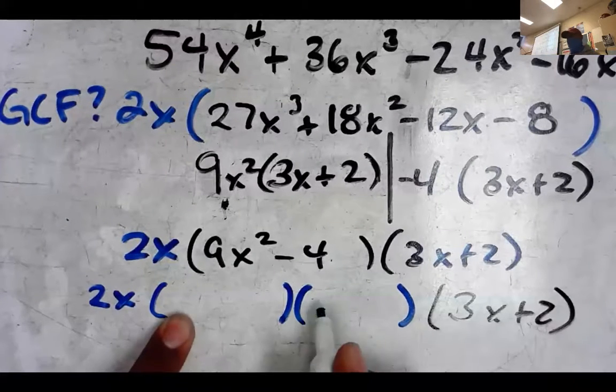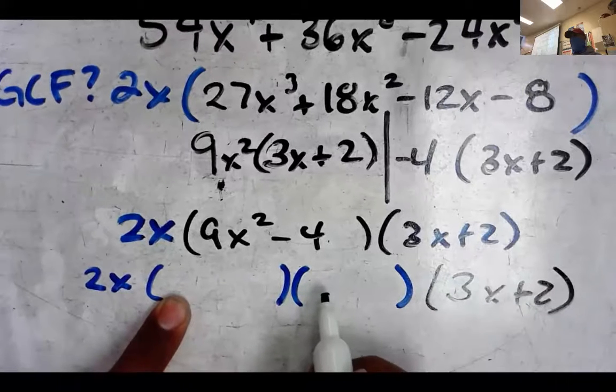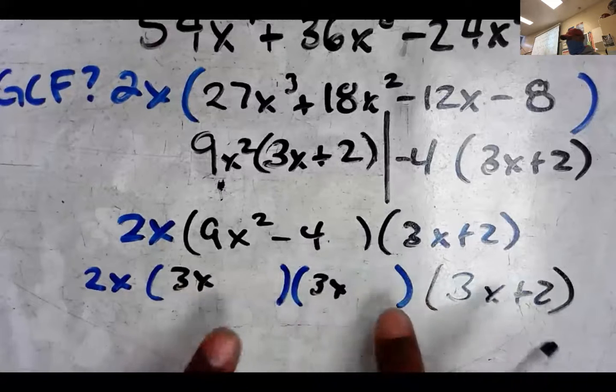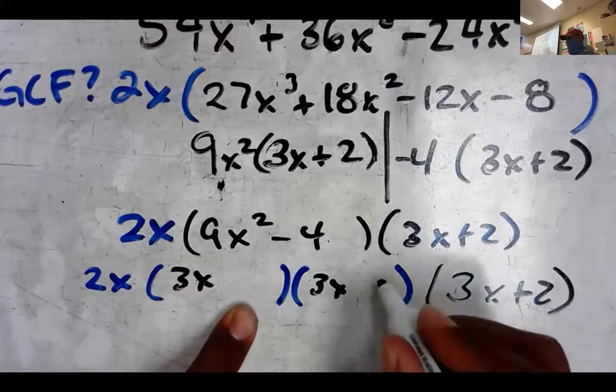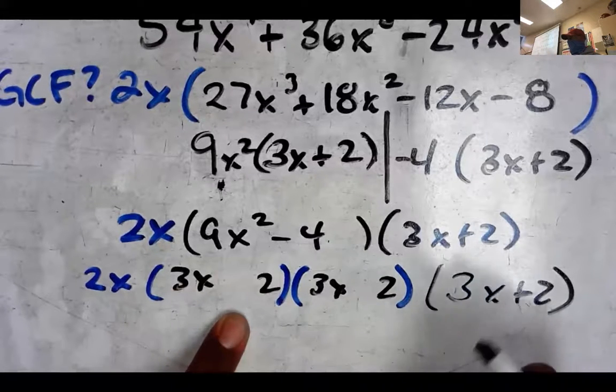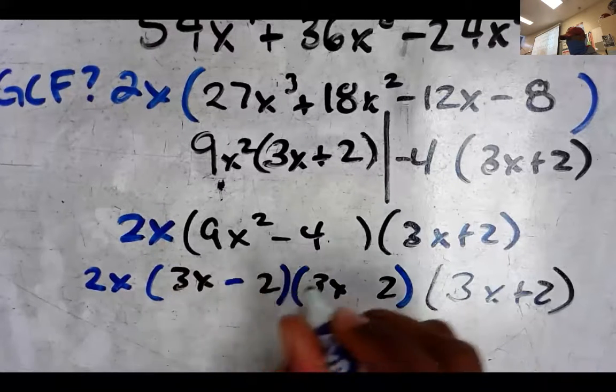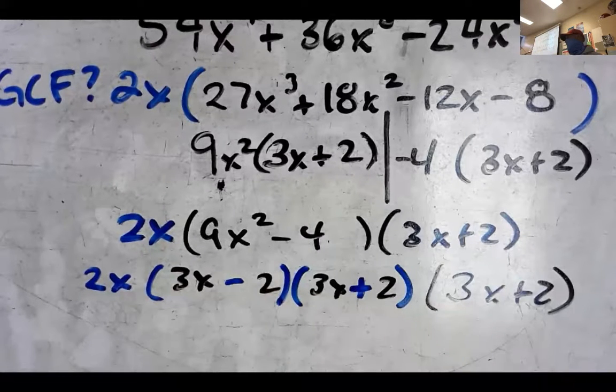So now what would be the first terms here? Okay, 3x. And what are the second terms? 2. And what are the signs? Plus and minus, or minus plus, I don't care, it doesn't matter.